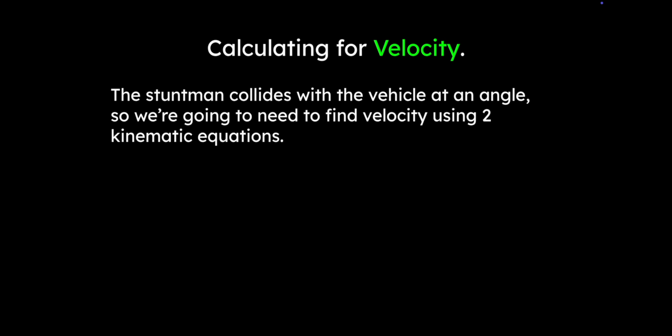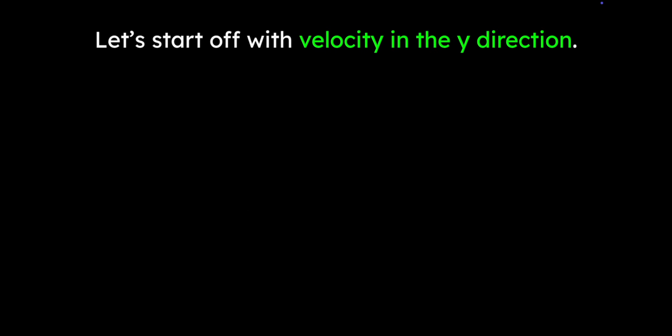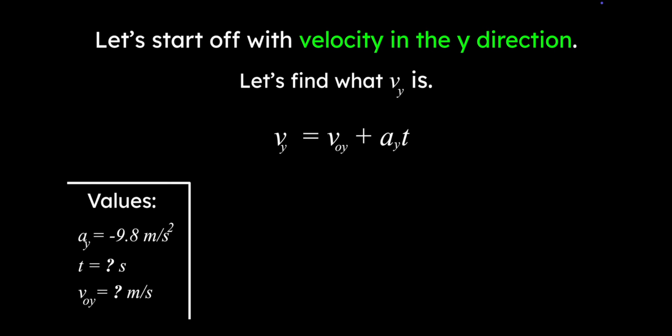Okay, to calculate for velocity, we know that he's going to collide with the vehicle at an angle, so we're going to need an x and y axis for it. So let's use the y direction velocity first. So let's find what y velocity final is. We can use this kinematic equation. We need to find time.